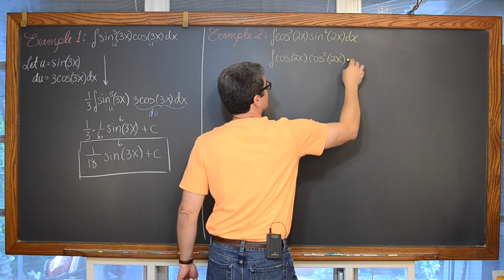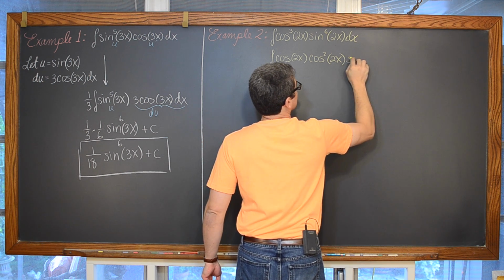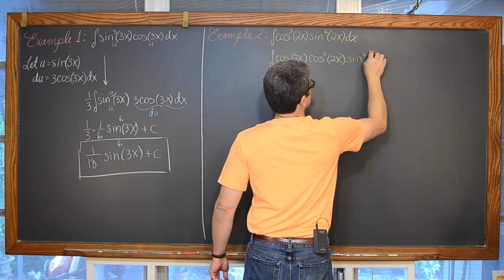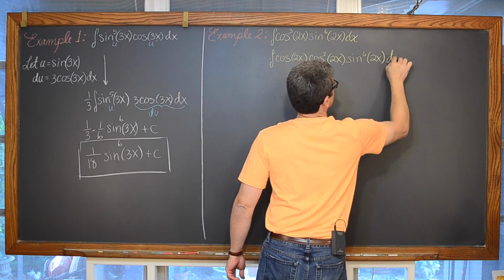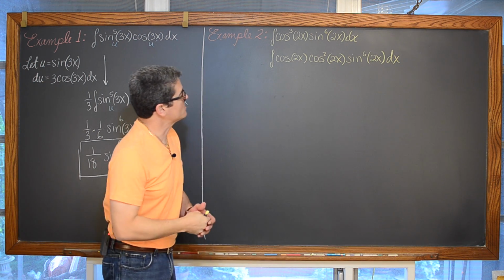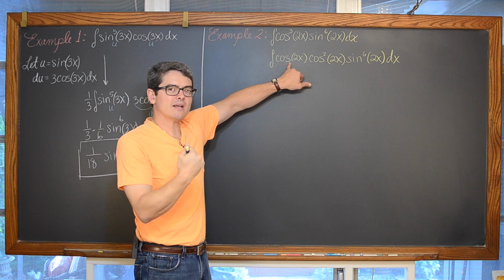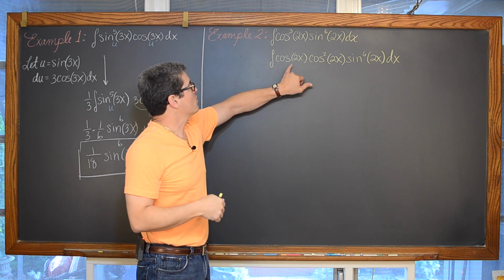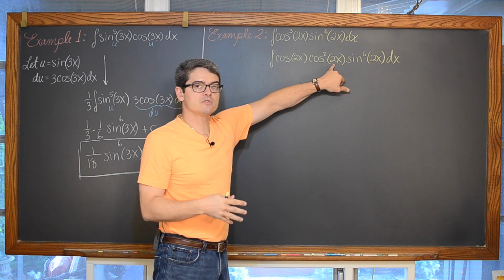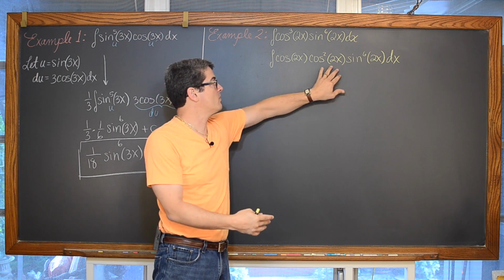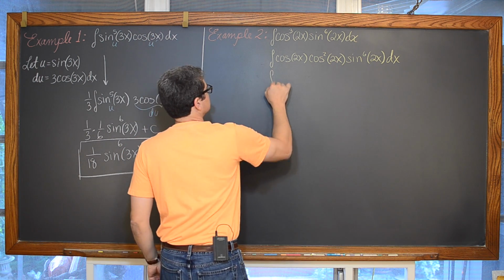I like to show all the steps, which your textbook may skip. So hopefully you appreciate all these steps I'm showing. So here I am pulling out that odd, extra power of cosine. Now we have a cosine squared of 2x. We're going to use the Pythagorean identity to rewrite that in terms of sine.